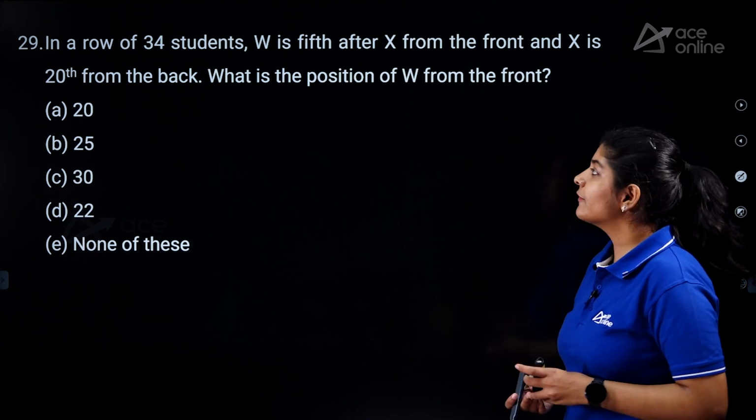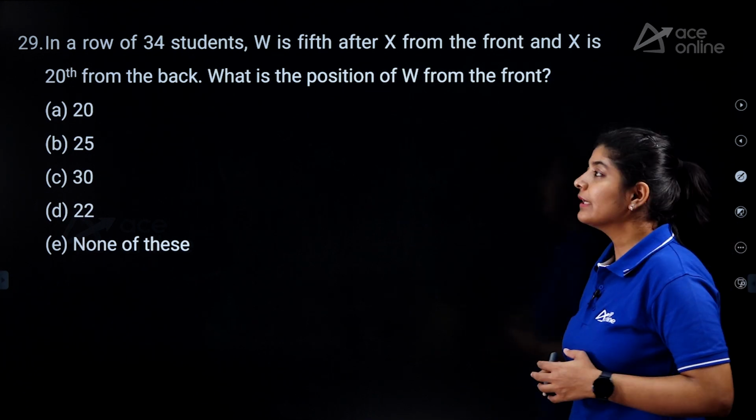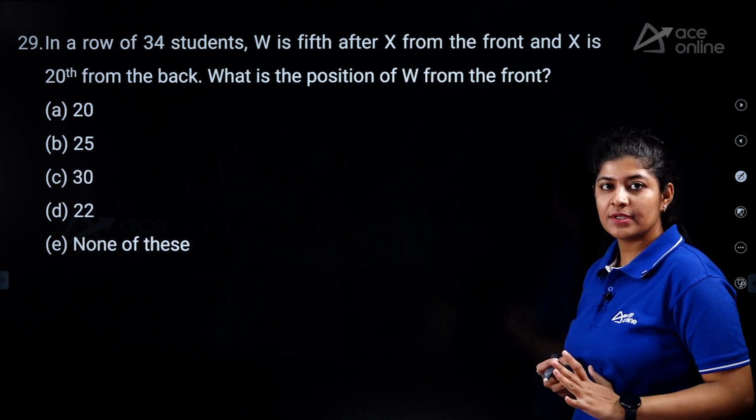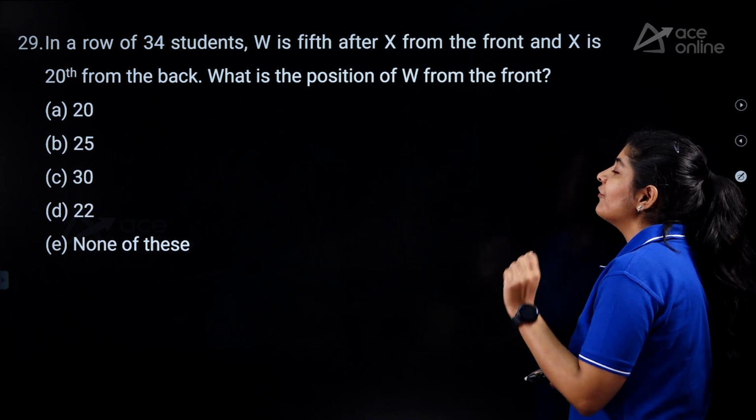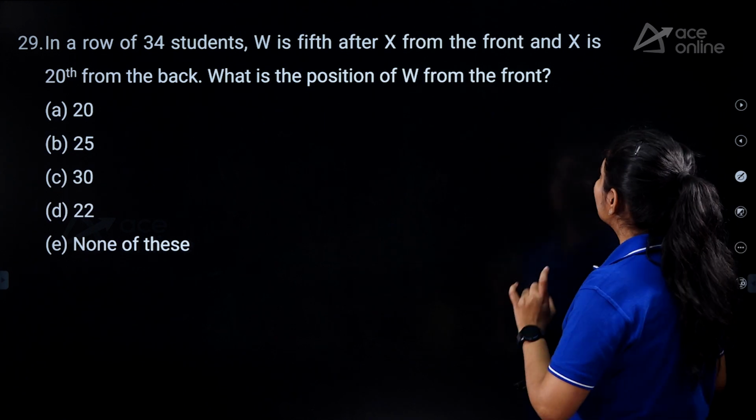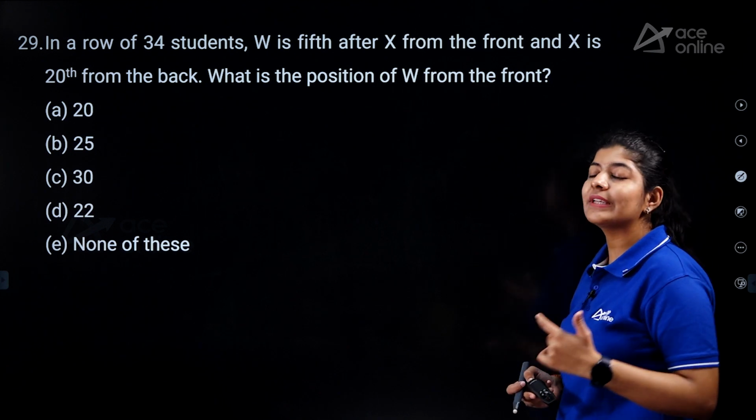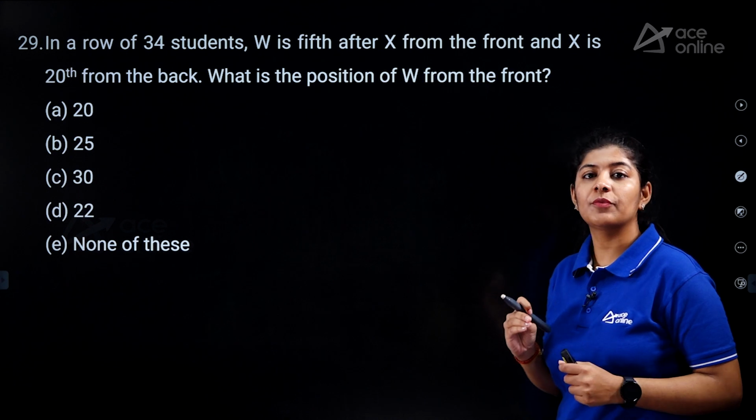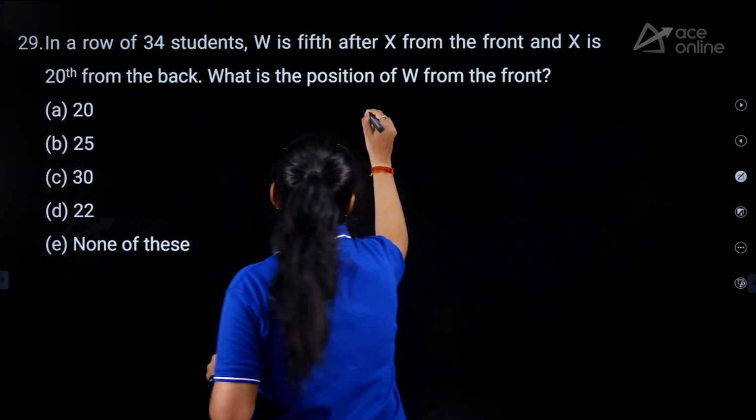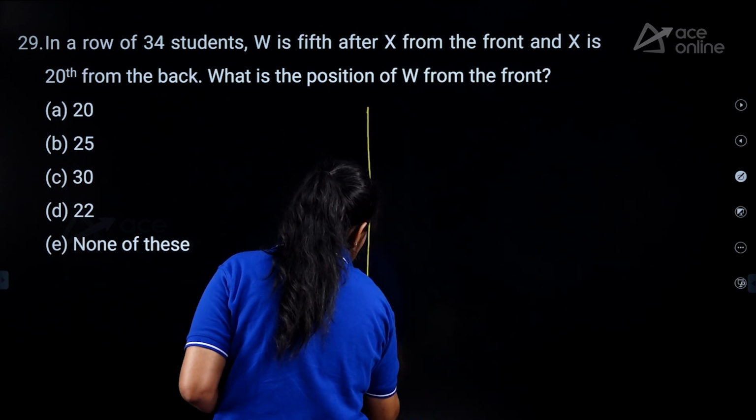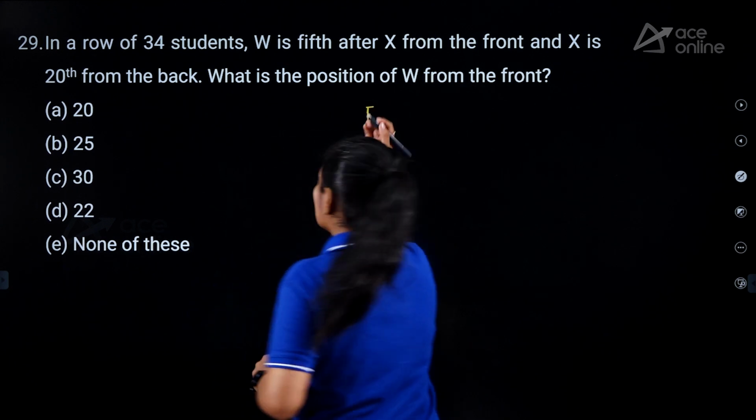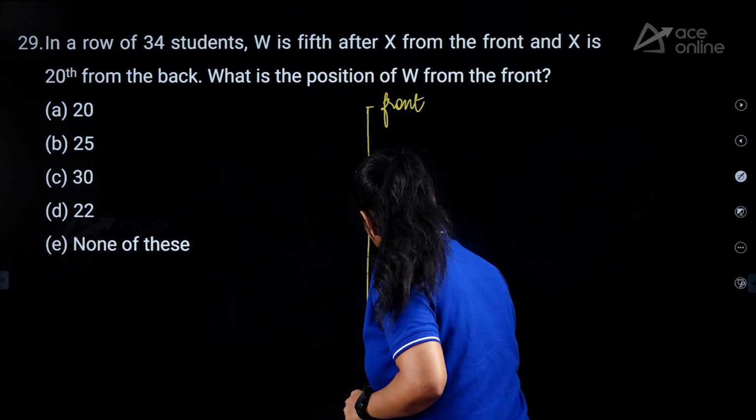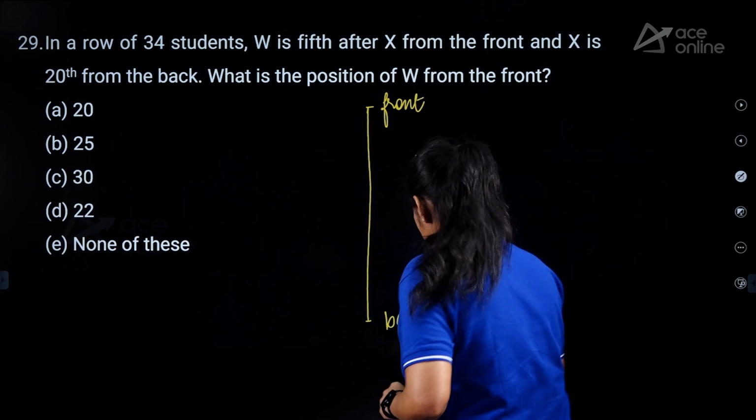So the next question is from the concept of ranking and ordering. The question says that in a row of 34 students, W is 5th after X from the front and X is 20th from the back. What is the position of W from the front? Basically, we know that if we are having the front and backwards, that means the arrangement is like vertical arrangement. So this is the front end and this is the back end, right?